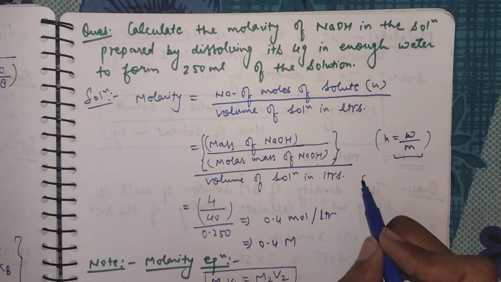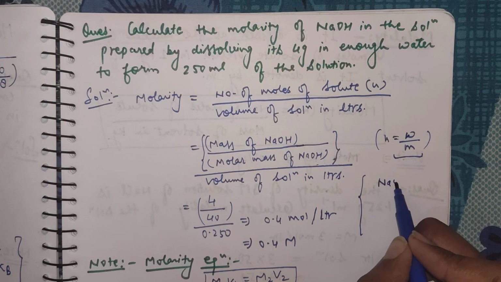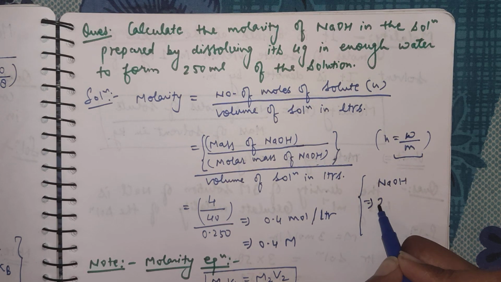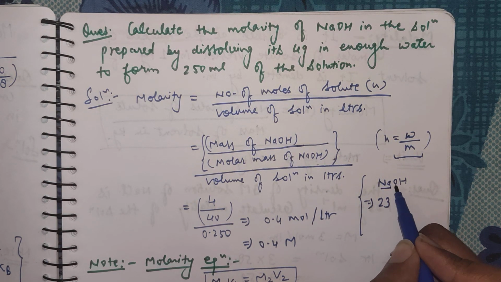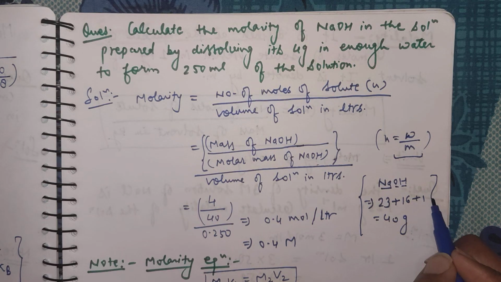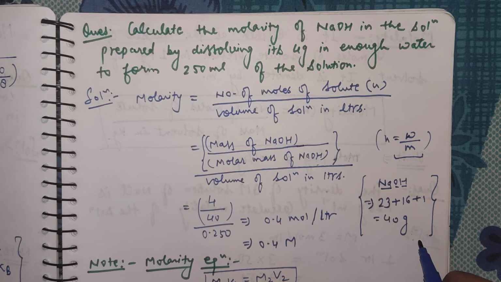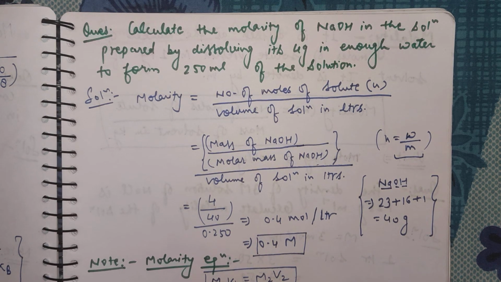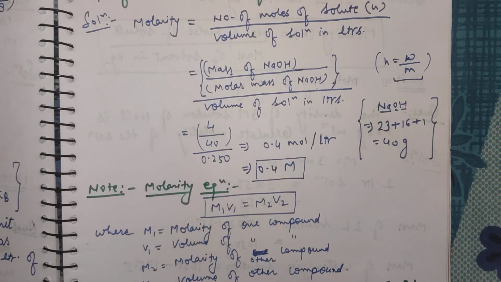And how is the molar mass of NaOH calculated here? Just by putting the value of atomic masses of each element: 23 plus 16 plus 1, we will get 40 gram, the molar mass of NaOH. So in this way, on calculating it, we will get the molarity of the solution as 0.4 capital M.